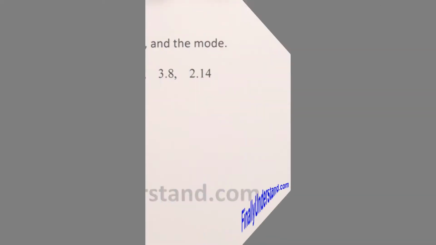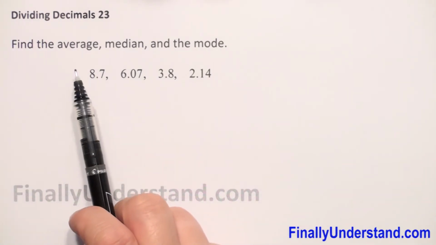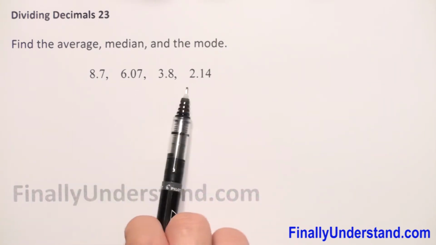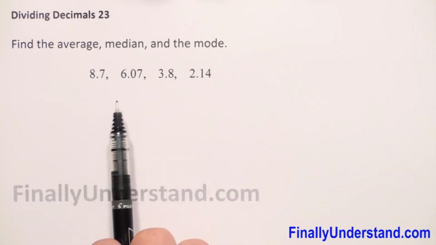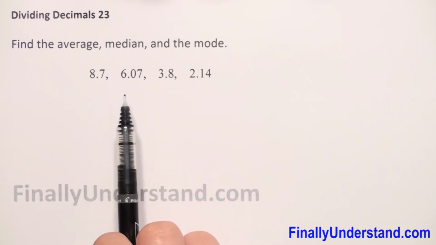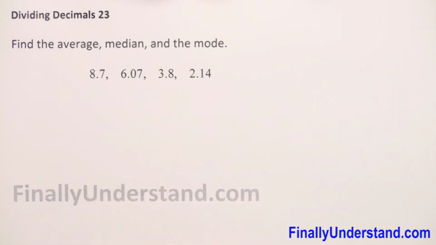In this example, first we have to find the average, next the median, and at the end the mode. How do we do this? When we need to find the average, first we have to add all the decimal numbers which we have been given. Next we have to divide the sum by the number of numbers in the set. In this example we have 4 numbers, so we have to divide our sum by 4, and this will be our average.